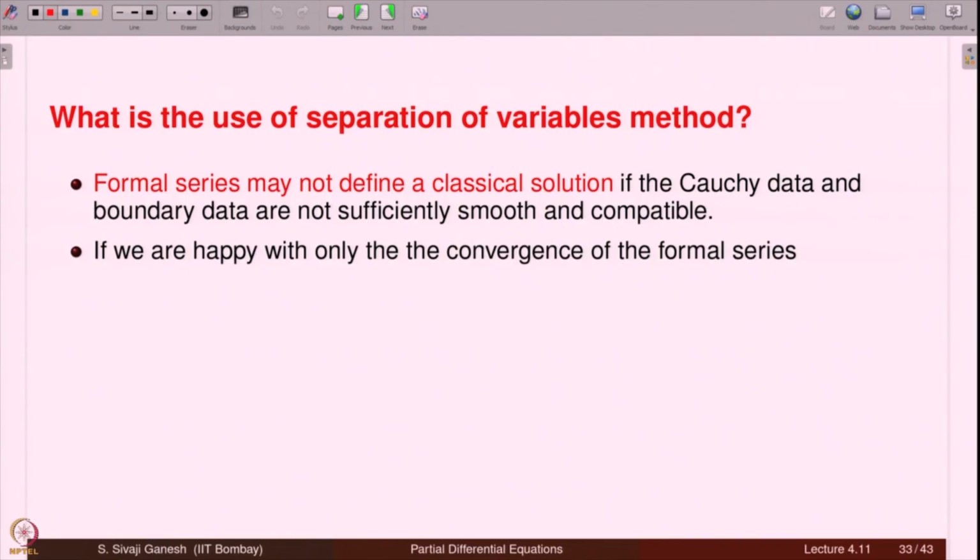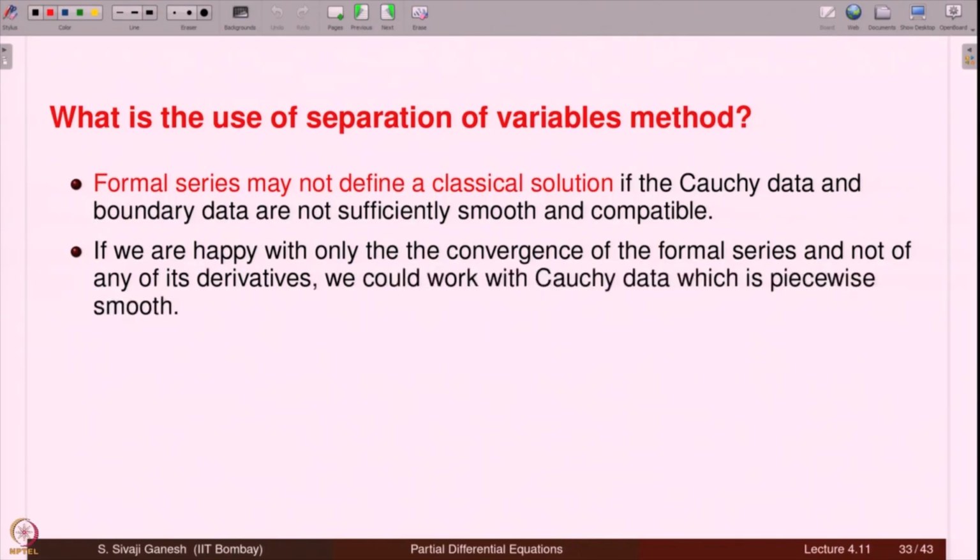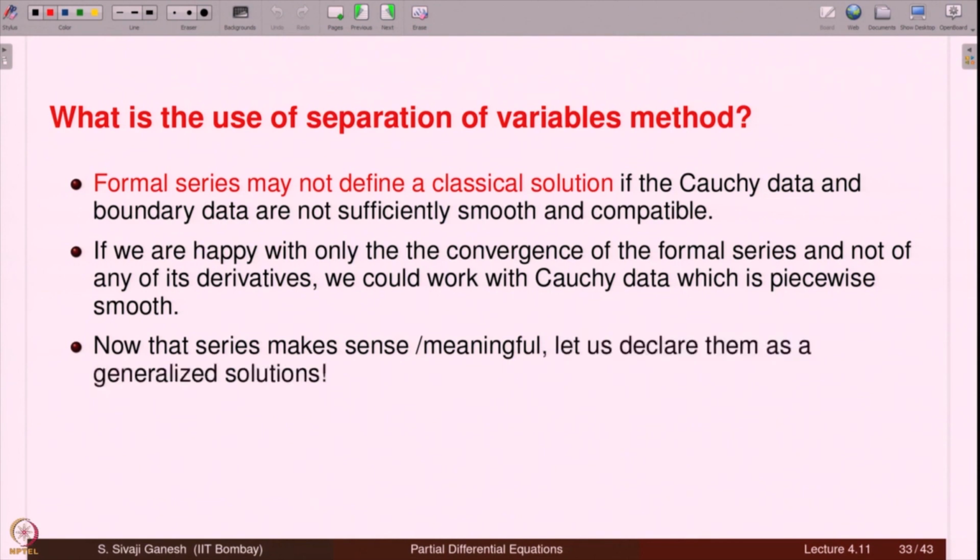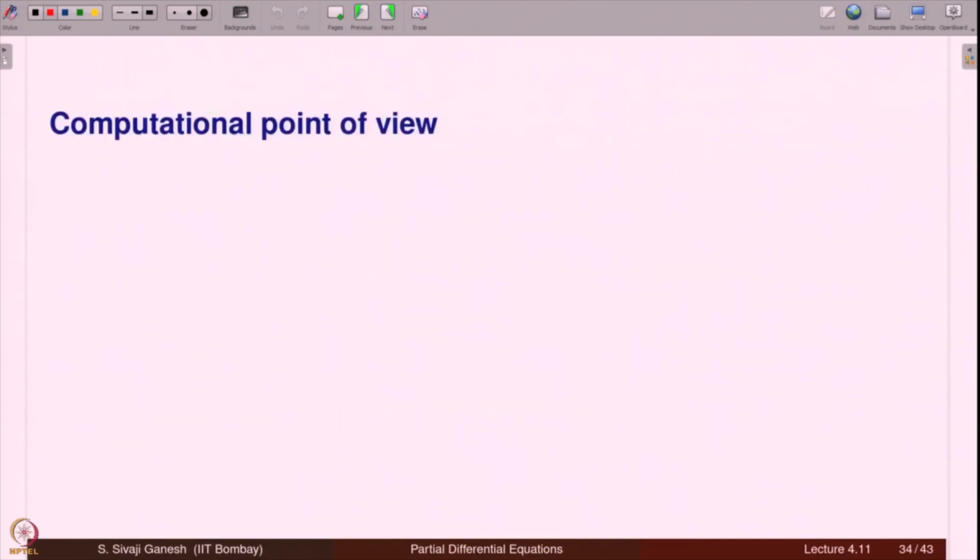If you are happy with only the convergence of the formal series, that means u(x,t) equal to the infinite series, the series converges, we are very happy with it, we do not ask questions about the derivatives. Then we could work with Cauchy data which is piecewise smooth. Now that the series makes sense, let us declare them as generalized solutions. These are the general ideas which go behind generalizing the notions of solutions. In fact, this may be a good compromise.